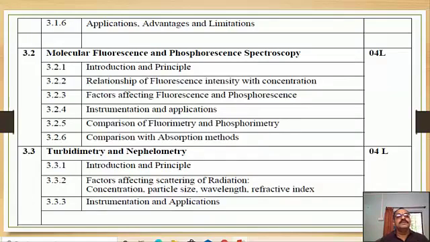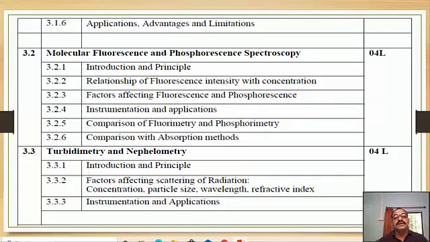Now the next one is molecular fluorescence and phosphorescence spectroscopy. We have to study the introductory part of this and the principle involved in both these methods. Then we have to learn the relationship of fluorescence intensity with concentration. Then factors affecting fluorescence and phosphorescence, instrumentation involved in both these methods, applications of these two techniques, comparison between fluorimetry and phosphorimetry, and comparison of both these methods with the absorption techniques.